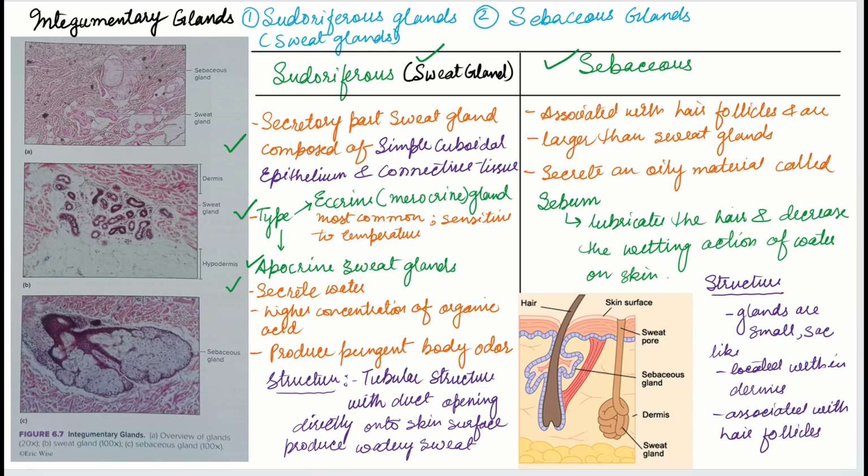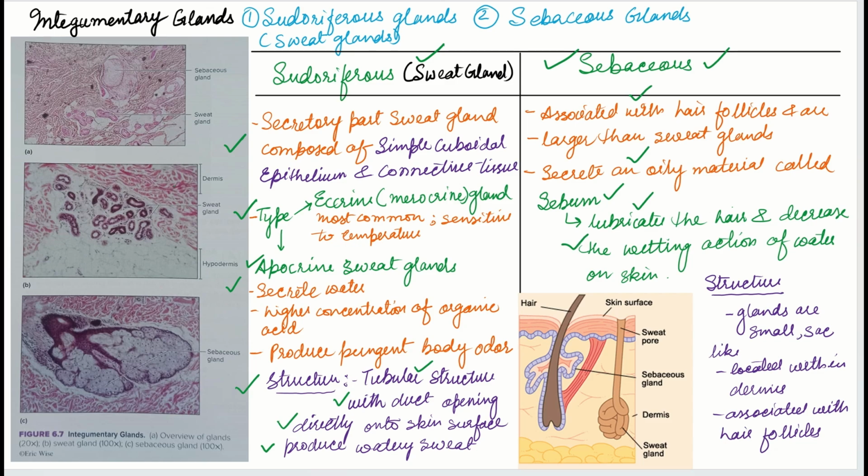In terms of structure, these glands are tubular in shape with a duct opening directly onto the skin surface, producing watery sweat, which is pungent in odor. Next, the sebaceous glands are associated with the hair follicles and are larger than the sweat glands, and they secrete an oily material called sebum. Like you can feel on your head, the sebum lubricates the hair and decreases the wetting action of water on the skin.